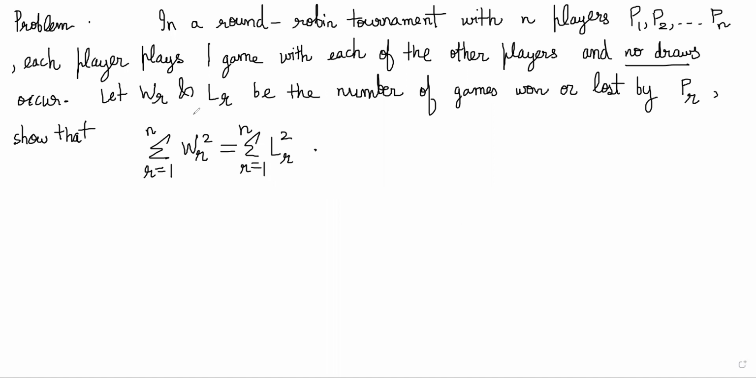And let WR and LR be the number of games won or lost by player PR. So PR could have won WR games and he has lost LR games. And obviously WR plus LR must be equal to n minus 1, because the total number of games for PR is n minus 1. We have to prove that the summation of R goes from 1 to n WR square is equal to the summation of R goes from 1 to n LR square.